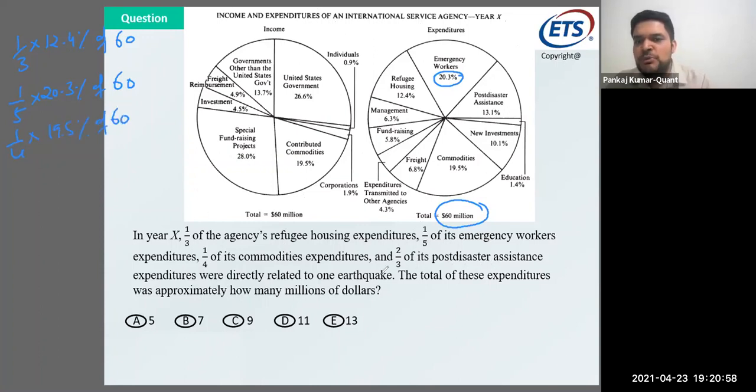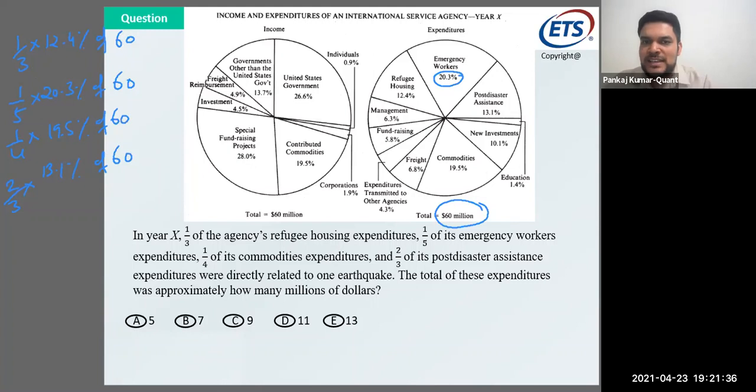The next is 2/3 of post-disaster assistance. What is post-disaster? That is 13.1% of 60 million. Were directly related to one earthquake. The total of these expenditures was approximately how many $1 million? I need to figure out the total of these expenditures. Now, there's a lot of things happening. First, I calculate 12.4% of 60, and then I calculate 1/3 of that. Then I calculate 1/5 of 20.3% of 60. So first I calculate 20.3% of 60, and then I do that.